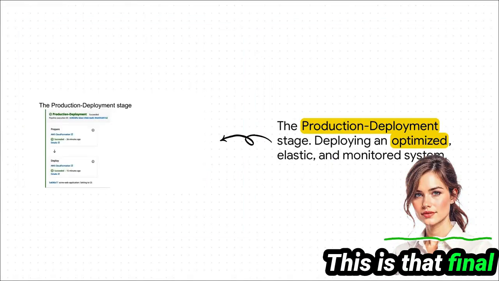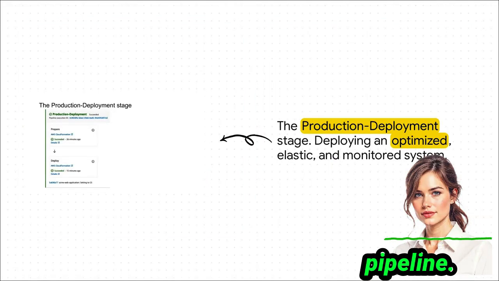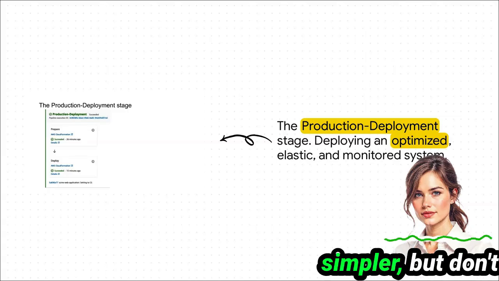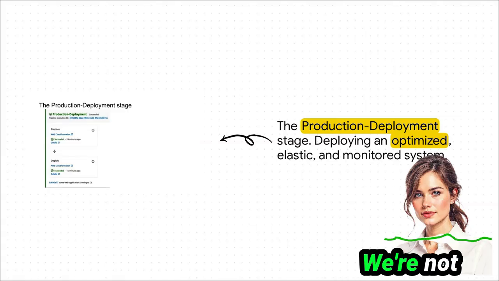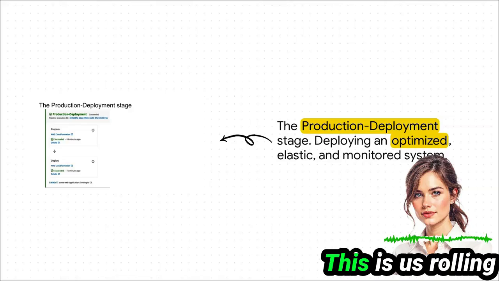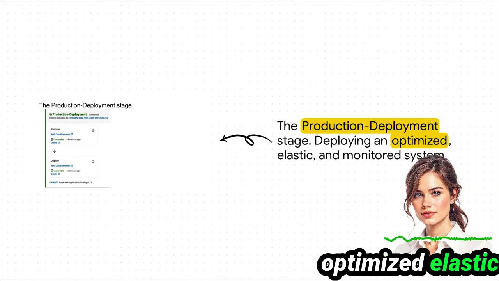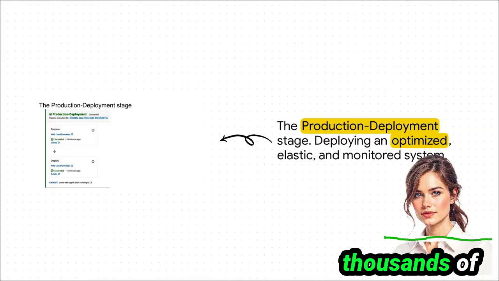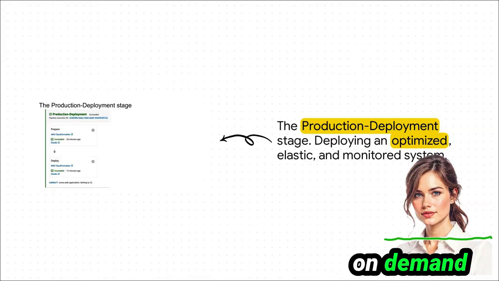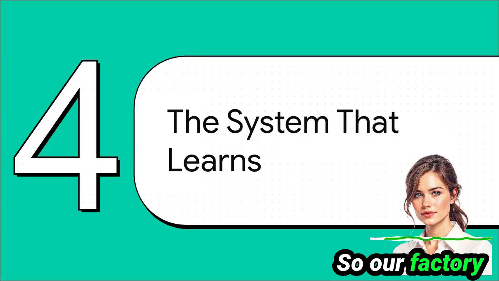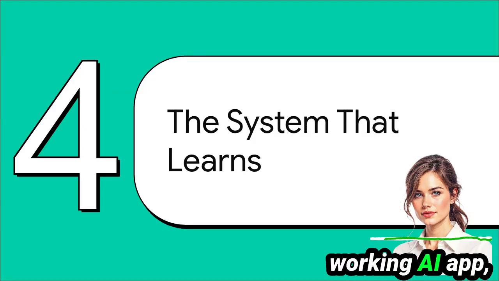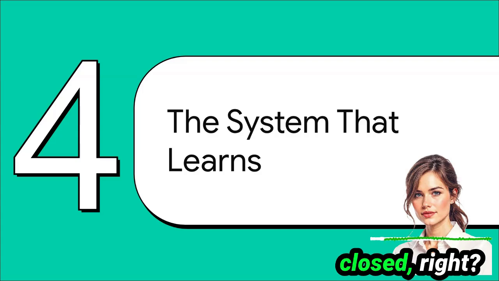And this is that final deployment stage in our pipeline. Now, it might look a little simpler, but don't let that fool you. We're not deploying the go-kart anymore. This is us rolling out the Formula One car, a fully optimized, elastic system that's ready to handle thousands of users, scale up or down on demand, and log every single move for the future. So our factory built and launched a working AI app. Job done, case closed, right?